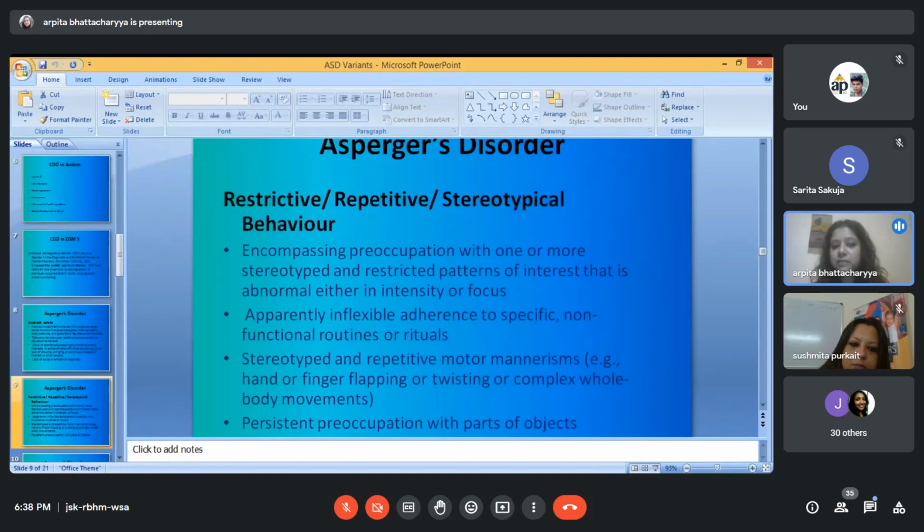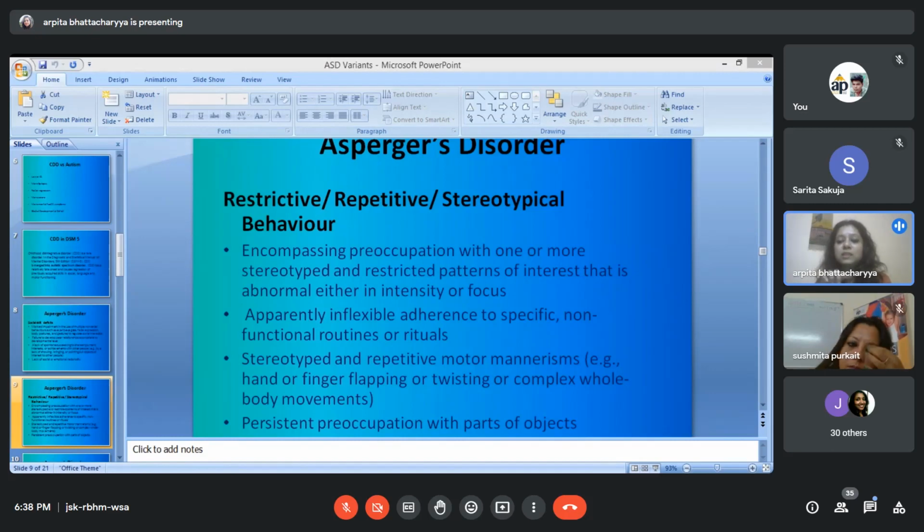Restrictive, repetitive behavior is definitely there. Otherwise, it won't come under the ASD umbrella, right? So preoccupation with one or more interests, like some of them are having wonderful calendar skills. They can do back calculation very well. Like if you ask them, what was the day on 14 June 1945? He will just say Wednesday, and if you check it, it's right. So they have such splinter skills with which they can do such back calculations. They have certain neural paths working fantastically, which average people won't be able to do.